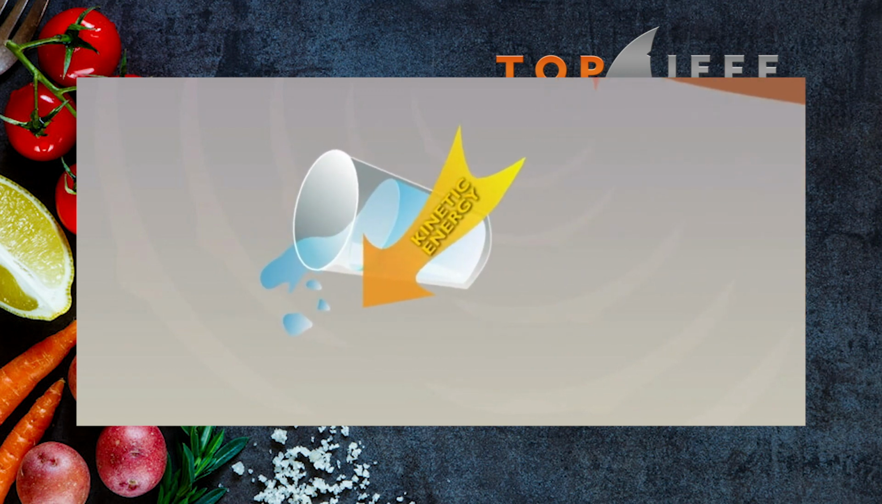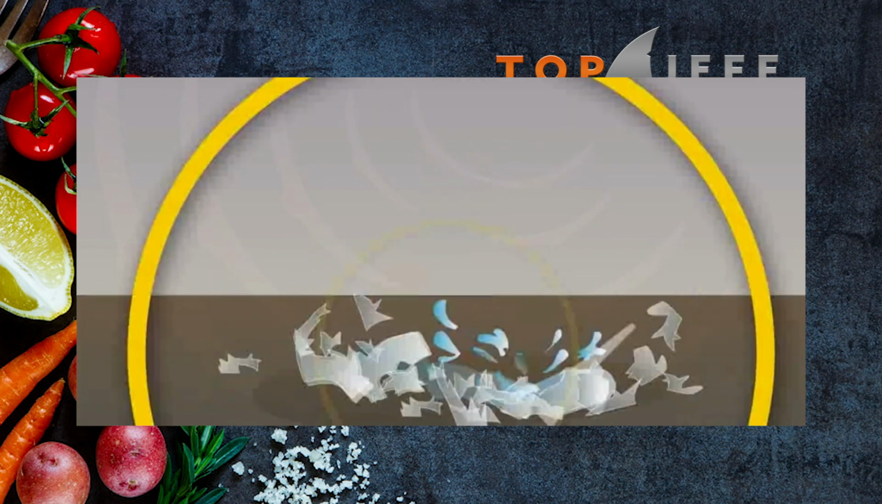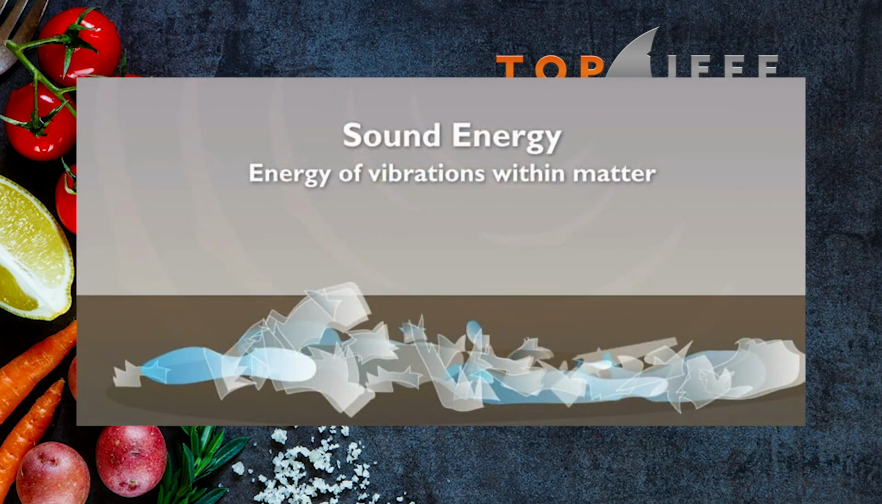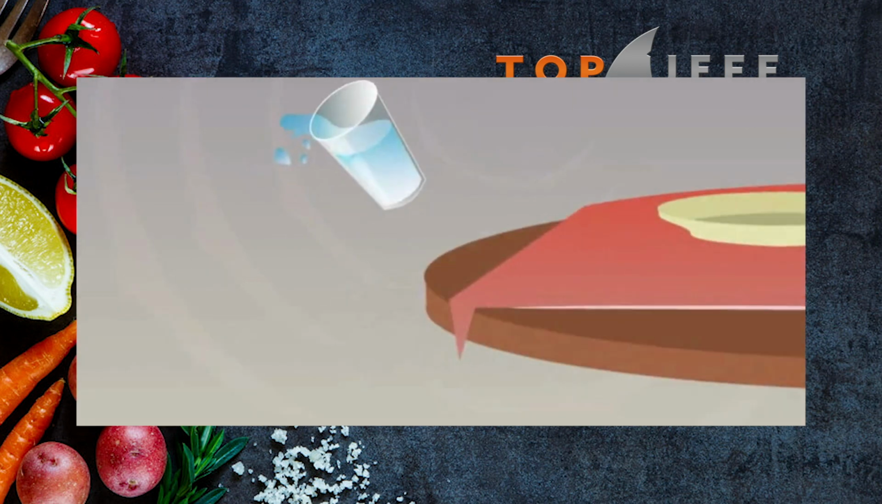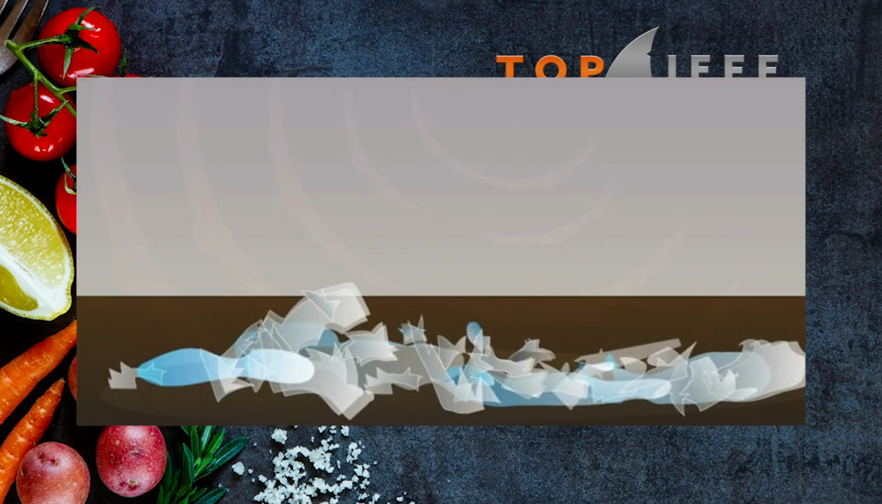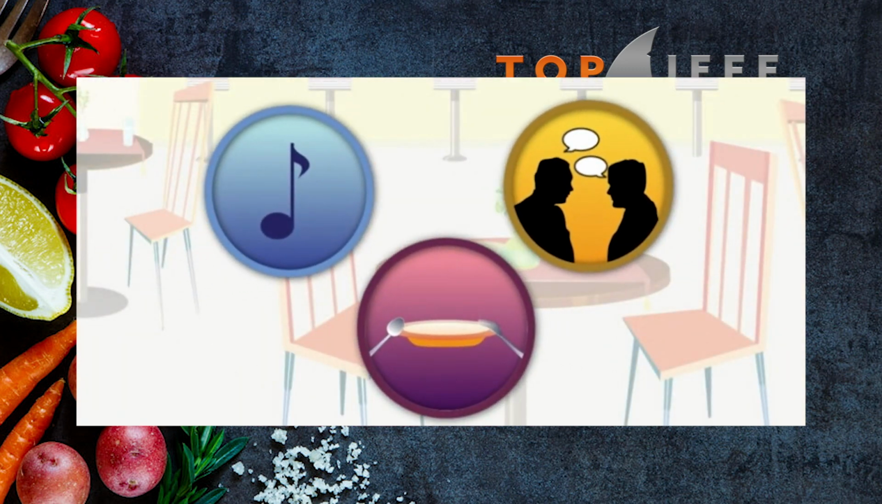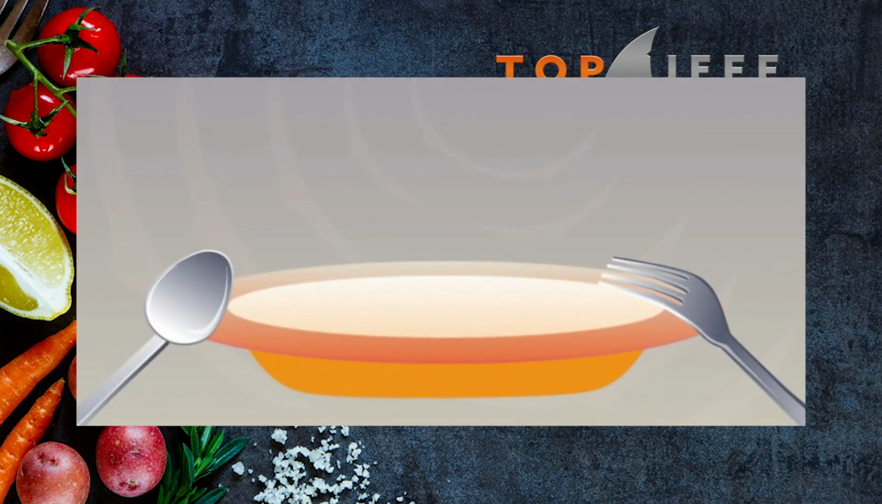Exactly. Potential and kinetic are the two types of energy, but energy comes in many different forms. Like sound, the energy of vibrations within matter. When the glass struck the floor, crack! It sent vibrations through the room and created sound. Is sound kinetic energy? Yup, sound is the movement of vibrations through matter, so it's kinetic. The music, the chatter of the other diners, even the clinkety-clank of the plates and silverware. All sound. Speaking of sound, know what sounds good?